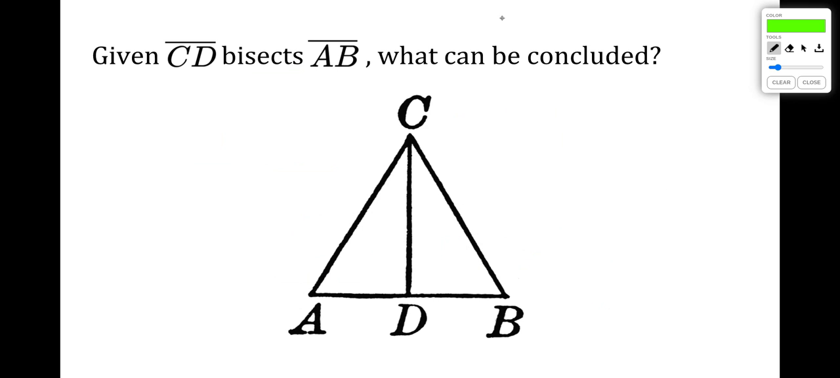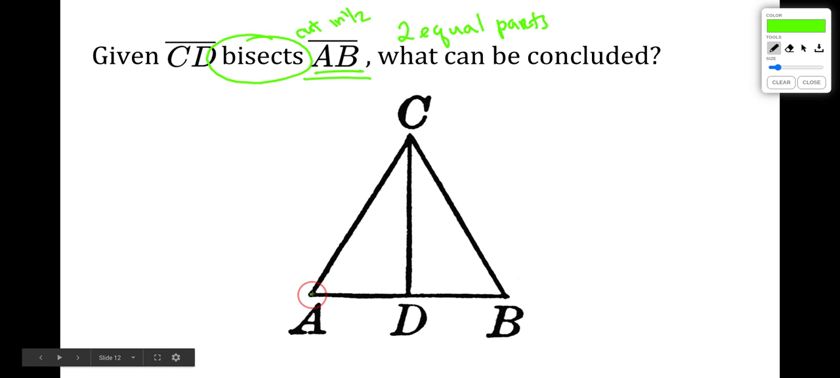Okay, last two, I believe. Given CD bisects AB, bisect, that word right there means cut in half. Cut into 2 equal parts. We know nothing about the angles, right? Because if you bisect a segment, you get two segments. So CD, sorry, is chopping AB in half. So I'm going to get these two parts as being congruent. D is actually what we refer to as the midpoint. Pretty cool, right? There's another vocab word.